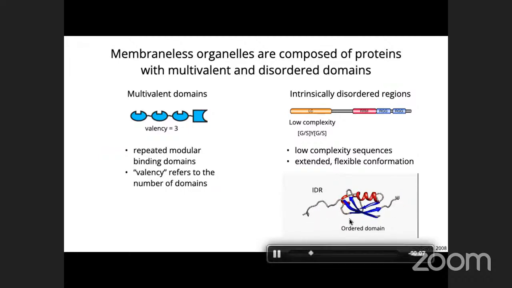So here's just a little movie. In this protein, you have an ordered domain here, which would be like a valency of 1. And then you have these IDRs, these floppy tails that hang off. These floppy tails can interact, and the folded binding domains can interact. So if you have many high valency binding domains, you can form many interactions with many different partners. And if you're flexible, then you can form interactions with many different molecules.